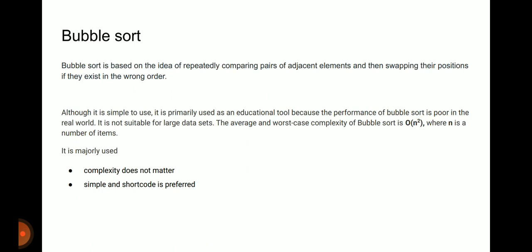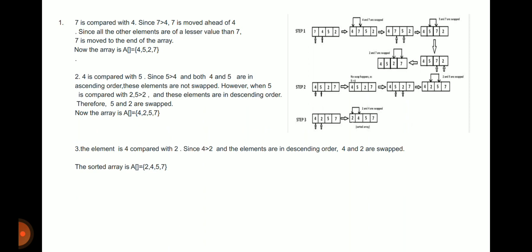It is majorly used where complexity does not matter, and simple and short code is preferred. Let's take an example for bubble sort. In first step, 7 is compared with 4. Since 7 is greater than 4, 7 is moved ahead of 4. Since all the other elements are of a lesser value, 7 is moved to the end of the array. Now the array will become 4, 5, 2 and 7.